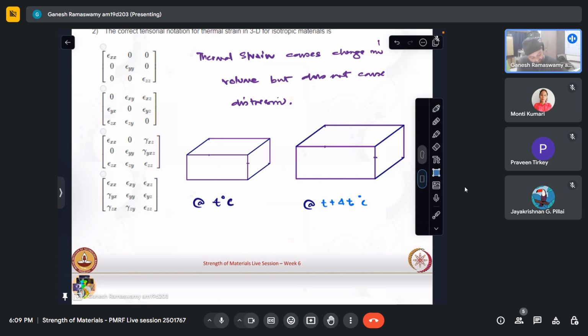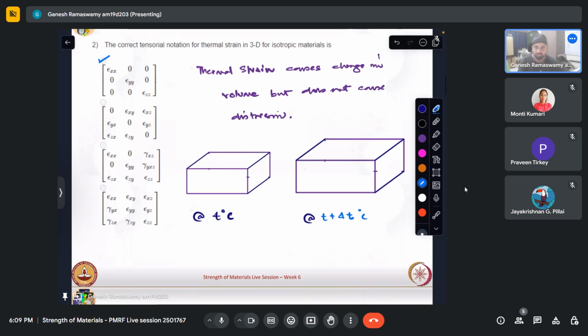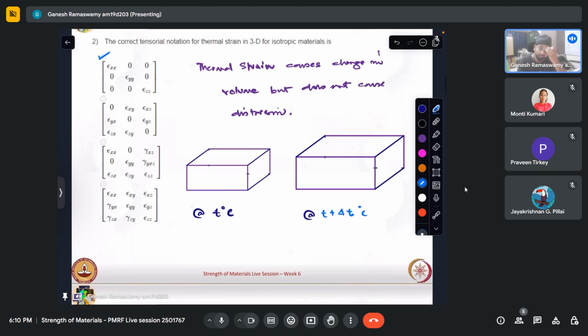So the tensors which have shear strains to be 0 are our candidates. There happens to be only one. So this is our correct tensorial notation for our thermal strain tensor for a 3D isotropic material.